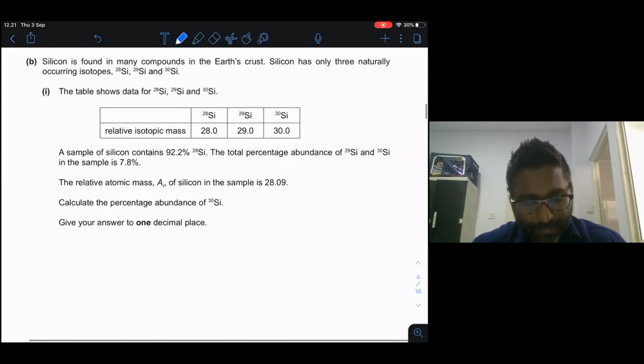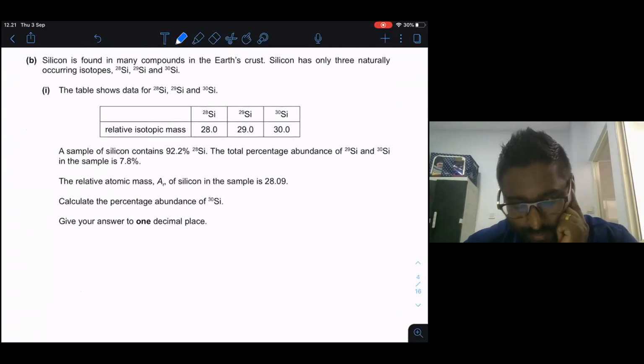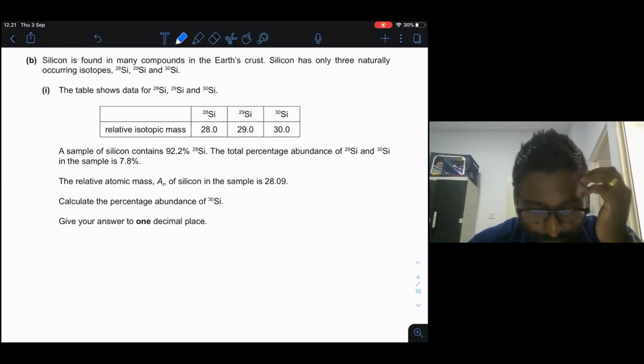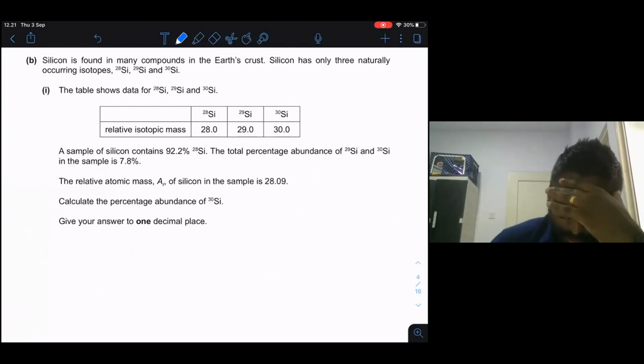Silicon is found in many compounds in the Earth's crust. Silicon has only 3 naturally occurring isotopes. Okay, so there are 3. The table shows the data, and then you have the relative isotopic mass. Actually, all this isotopic mass is already shown over here.